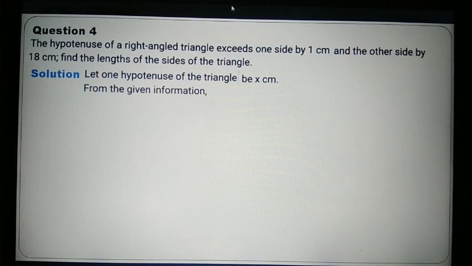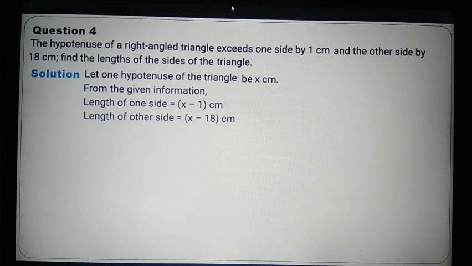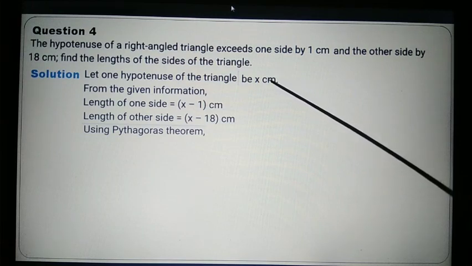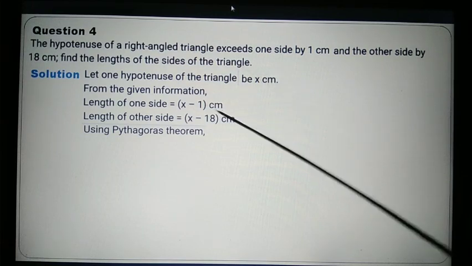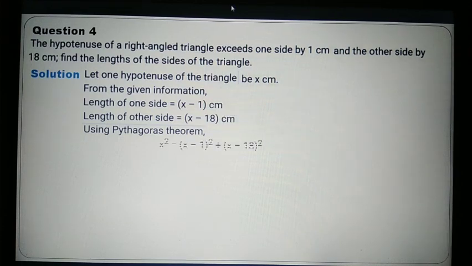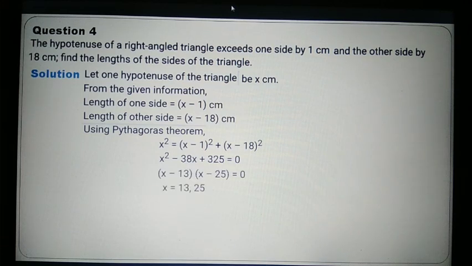From the given information, the length of one side will be x minus 1 and the other one will be x minus 18 centimeter. Again we'll make use of the Pythagoras theorem, which says hypotenuse square, that is x square, equals the sum of the squares of the remaining sides, that is x minus 1 whole square plus x minus 18 whole square, right? Simplify this and arrive at this quadratic equation. Solve it, you will get the factorization to be this much. So the values for x will be 13 and 25.